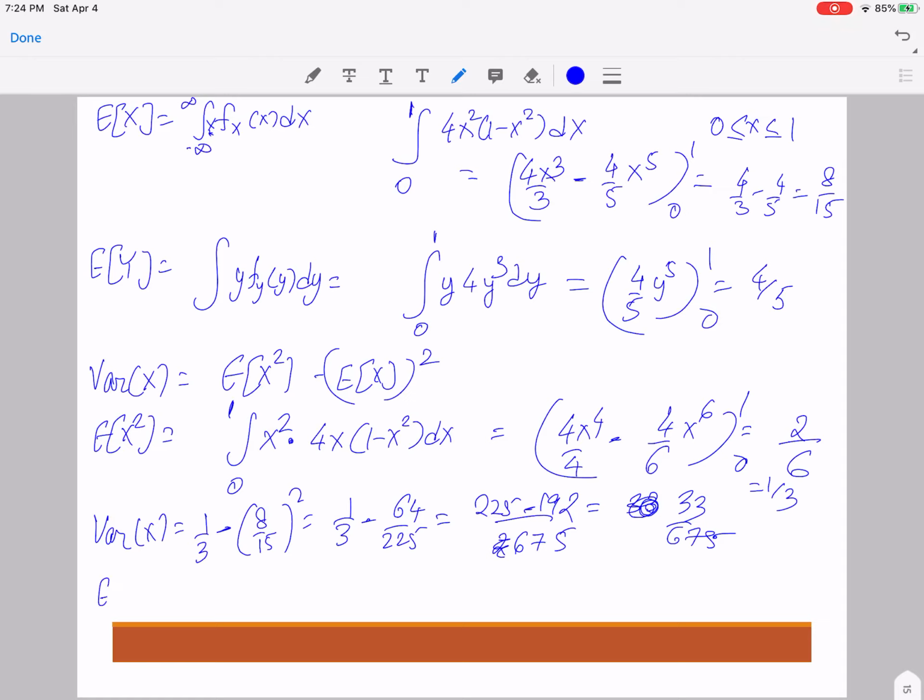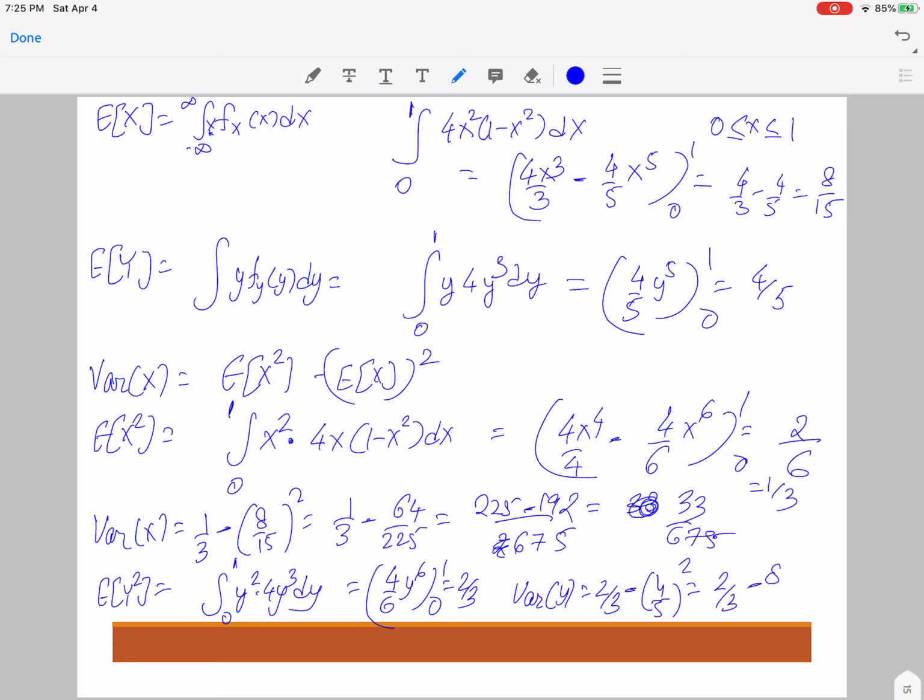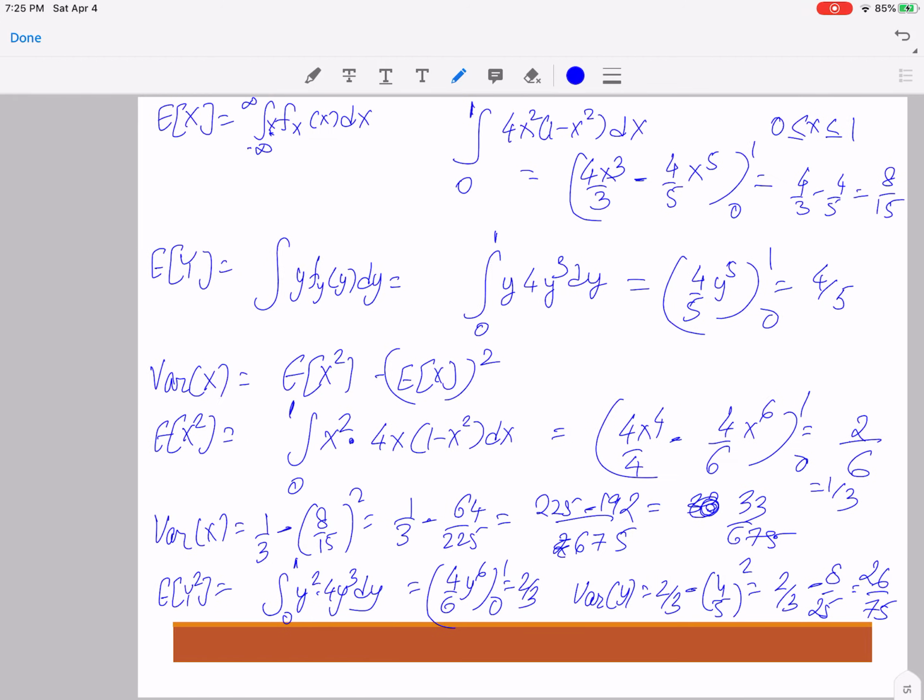So to get variance of y, first I need to get expected value of y squared, which is the integral of y squared times 4y cubed dy. The limits are from 0 to 1. I get 4 over 6 y to the 6, 0 to 1. So 2 over 3 is the expected value of y squared. So variance of y is 2 over 3 minus expected value of y whole squared, which is 4 over 5 squared. So I get 2 over 3 minus 16 over 25, giving me 50 minus 48 over 75. That's the variance of y.